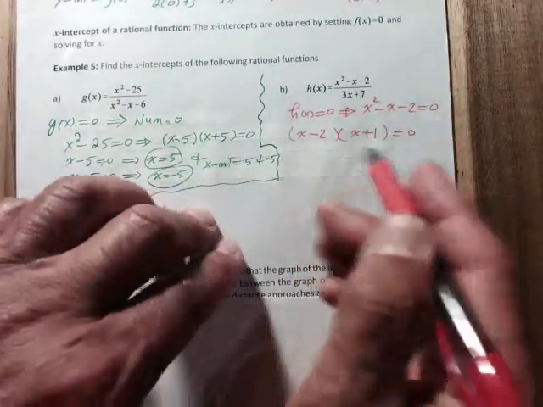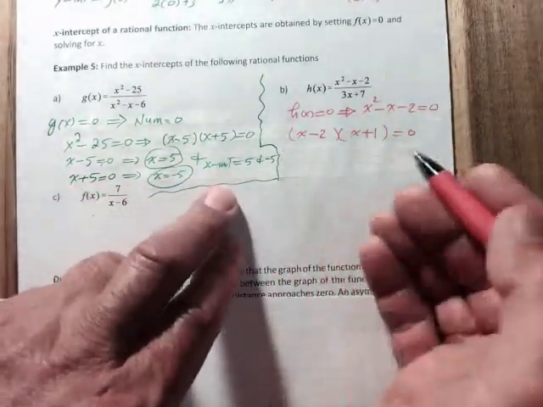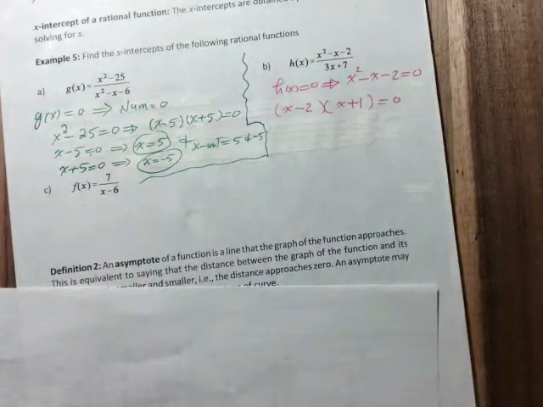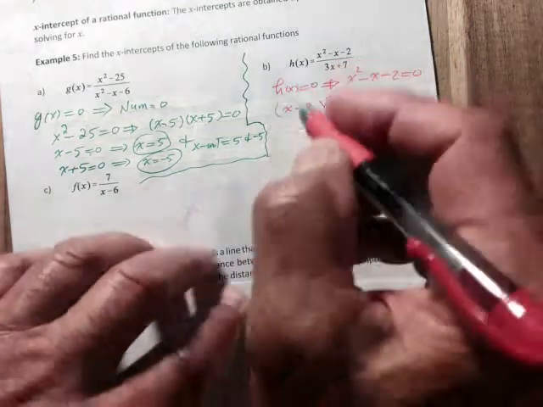If you can't factor, then use the quadratic formula. I'm not going to use the quadratic formula, okay? Because I can factor it. If I can factor, that's easiest. Why should I make my life more difficult?